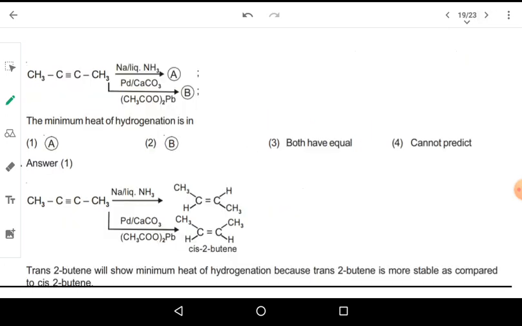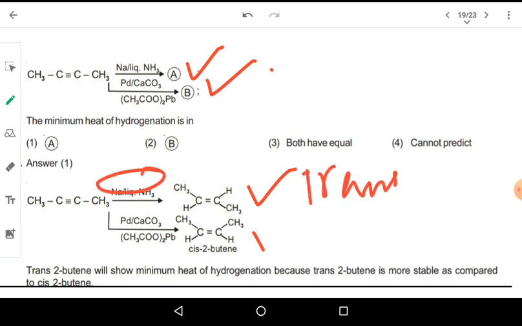Now this is the last question for today. The minimum heat of hydrogenation is in. So first of all, we will write down the products A and B. A is coming out to be the trans form because we have used Birch reduction, and B is going to be the cis form because we have used the Lindlar catalyst. And since we know trans-butene will show minimum heat of hydrogenation because trans is more stable as compared to the cis form, we can say the answer should be 1.